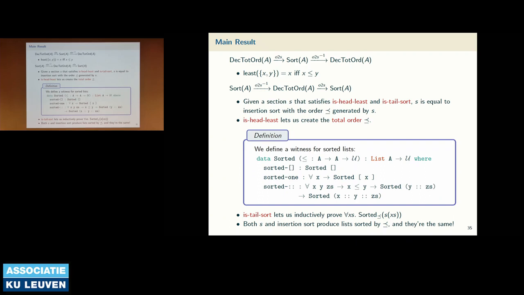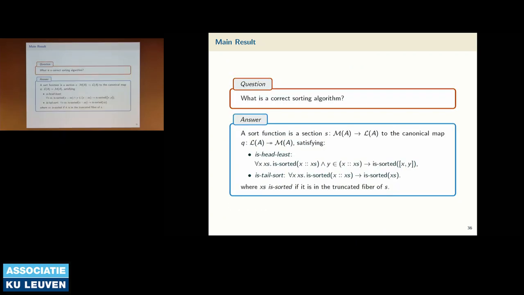And now, in order to go from decidable total order to section, we can just do insertion sort. And because section and insertion sort both produce lists sorted by the same total order, they must be the same. And finally, we answer our question: what's a correct sorting algorithm? Well, a correct sorting algorithm is basically just a section to the canonical map from free monoid to free commutative monoid, satisfying these two properties.